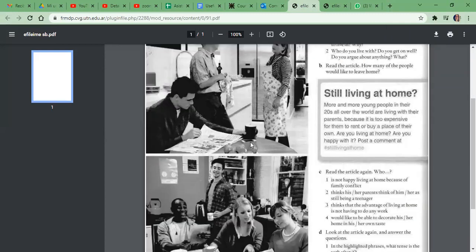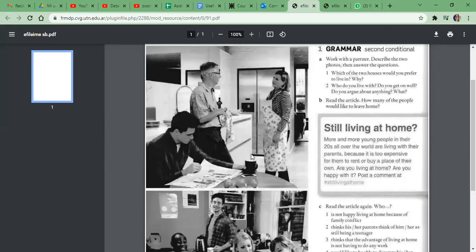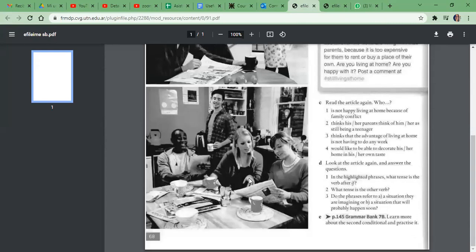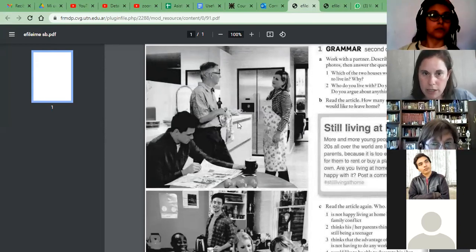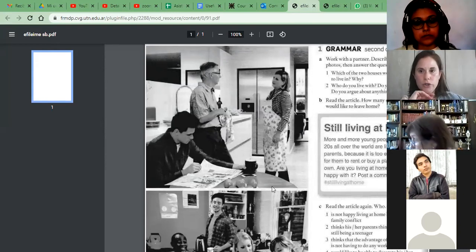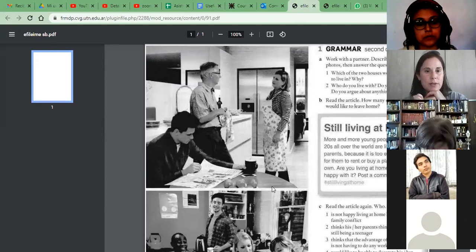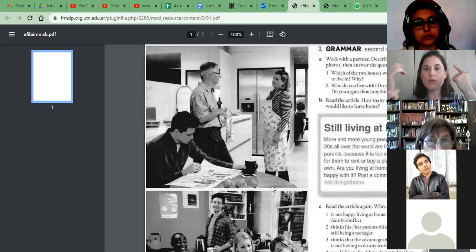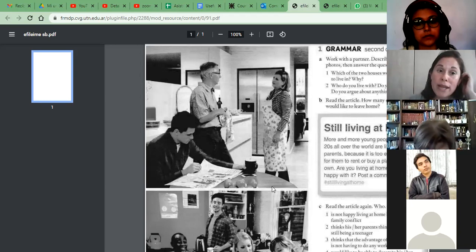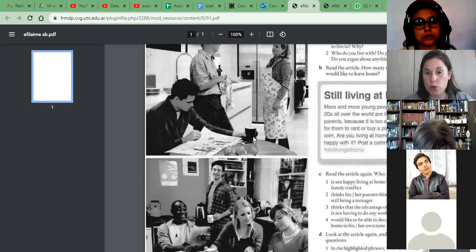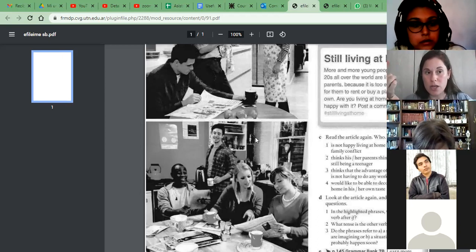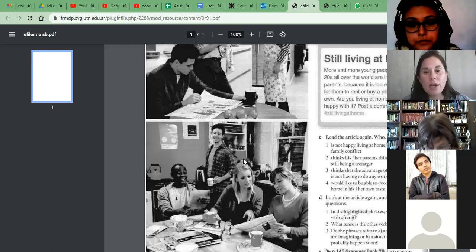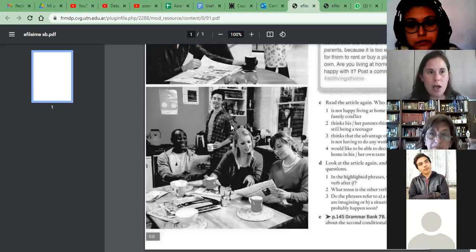Can you see the pictures on the screen? Let's suppose we have these two houses, and I will ask you a question. These files are on the computer, so if you can open them on your computer, it's perfect. If you had to choose between these two houses, which house would you choose? Pay attention that I'm using the second conditional in my question. If you had to choose between these two houses, which house would you choose and why?